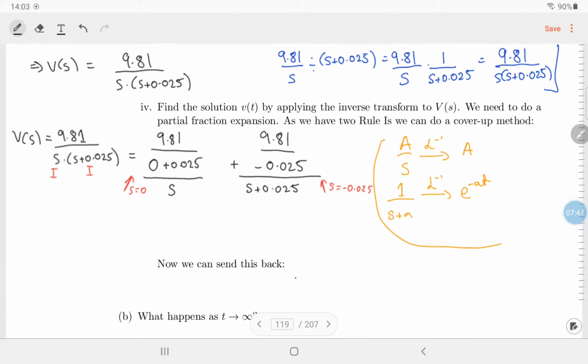These are just numbers you can get on the calculator. They're, I think, 392.4. Maybe I should just double check that. 9.81 divided by 0.025. 392.4, yeah. And the other one, so it's minus 392.4 over s.